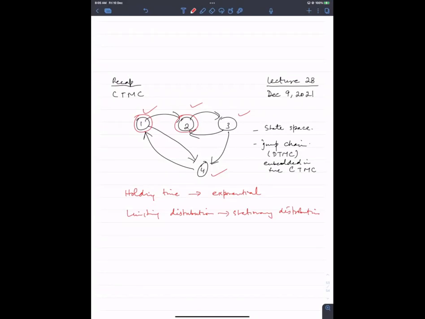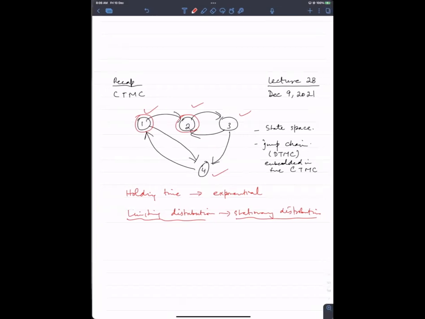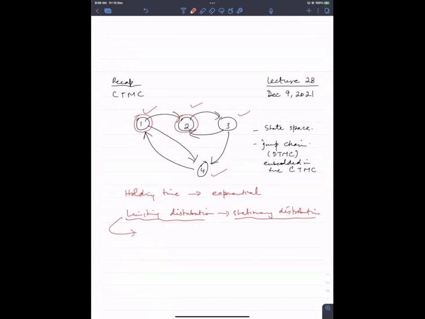And then we looked at two views of the Markov chain, and we showed that those two views are equivalent. I'm not going to repeat that. We did that in the last lecture. And then we were looking to solve for the limiting distribution or stationary distribution. By the way, the limiting distribution and stationary distribution, which are the same, also tell you the percentage of time the Markov chain spends in state 1.